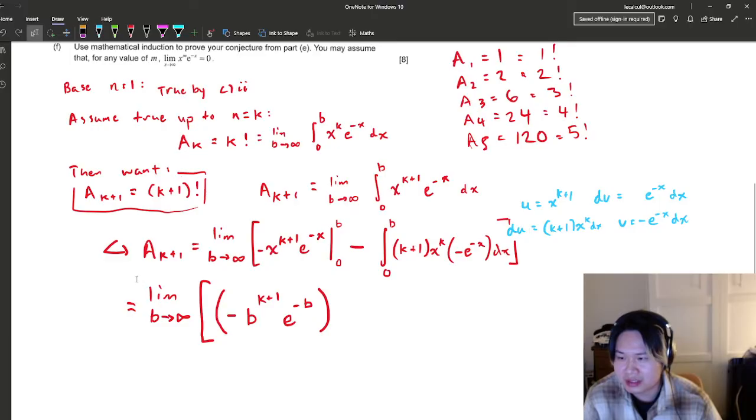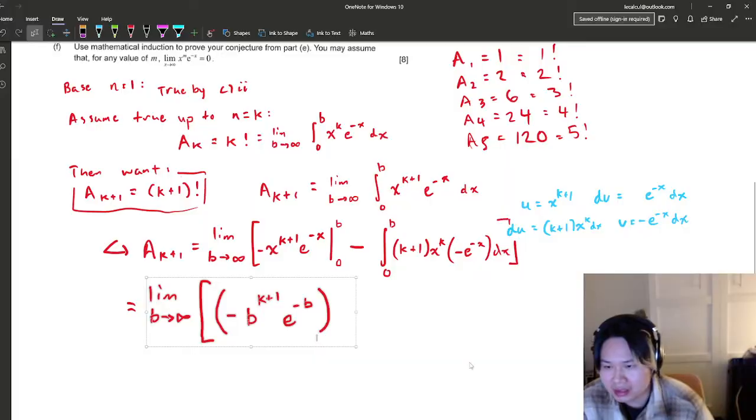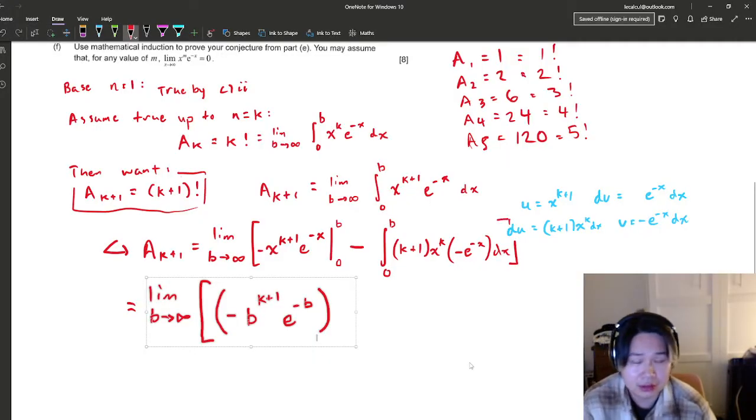And then notice that this limit is basically this limit. Just these x's are going to be b's instead, and there's a negative here, but that doesn't really matter. Okay, and then we're going to keep going.